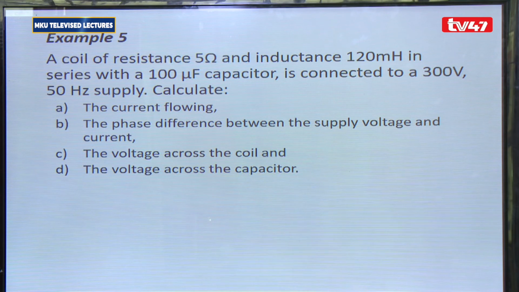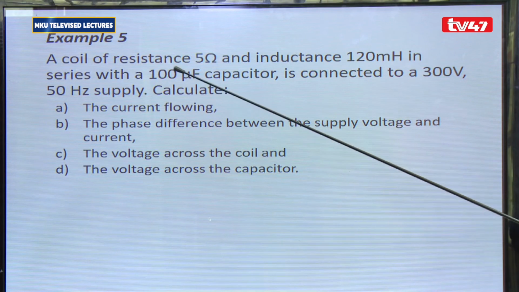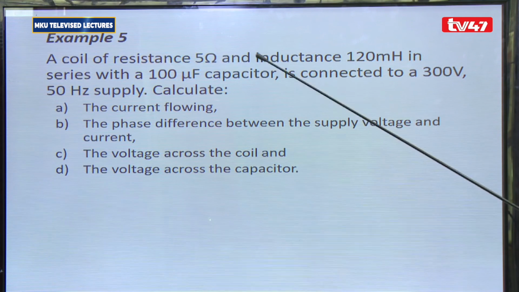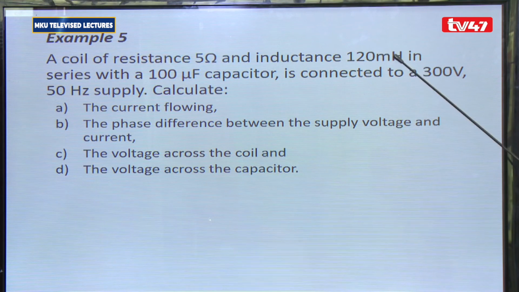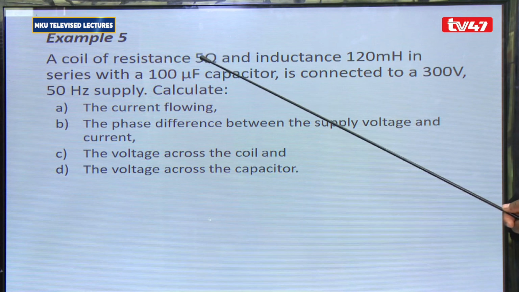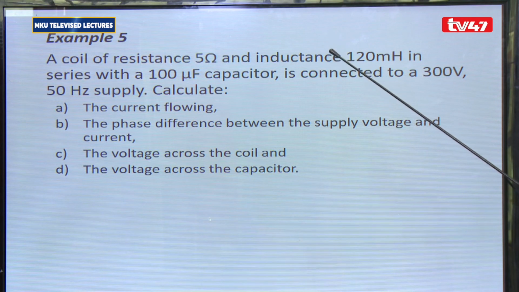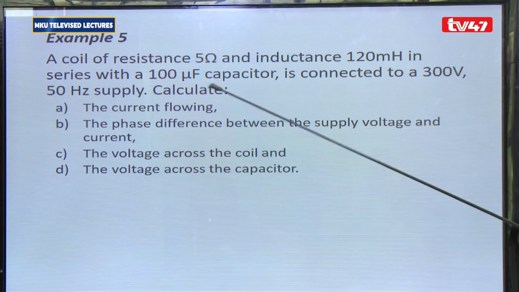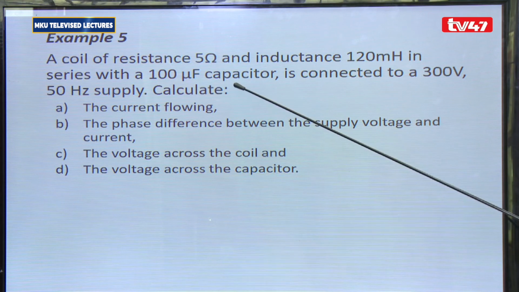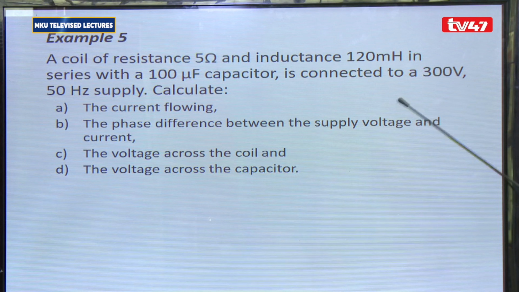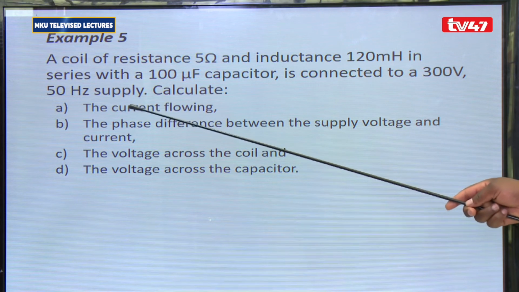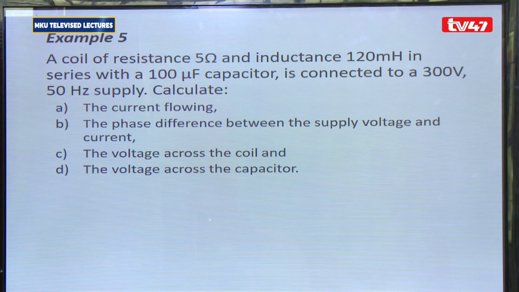The question reads: a coil of resistance 5 ohms and inductance 120 millihenry. So this is the same coil which has a resistance and inductance in it. It is connected in series with a 100 microfarad capacitor. It is connected to a 300 volt, 50 hertz supply. Then you are supposed to calculate the current flowing.